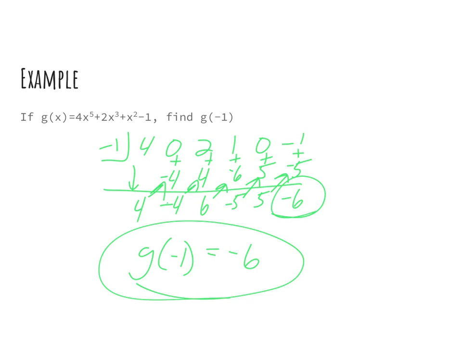So for synthetic division, you should have put a 0 for x to the fourth and x, so your coefficients should be 4, 0, 2, 1, 0, and negative 1. If you do the synthetic division, you should get a remainder of negative 6, so g of negative 1 is negative 6.